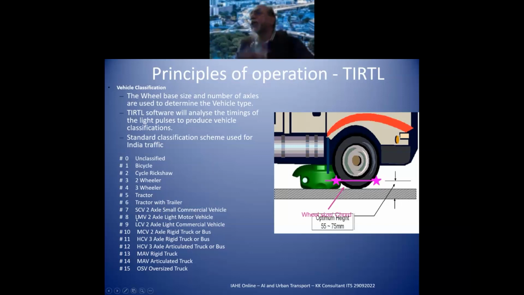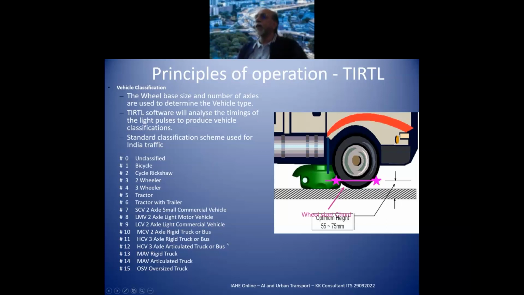This is a small commercial vehicle. LMVs, light motor vehicles, that is the car. Here we have our Tata Nano to Mercedes C-Class Benz and big vehicles. They all come into the class. Then you have 2-axle light commercial vehicles, LCVs. And then you have rigid trucks and multi-axle trucks, articulated trucks, and all that.